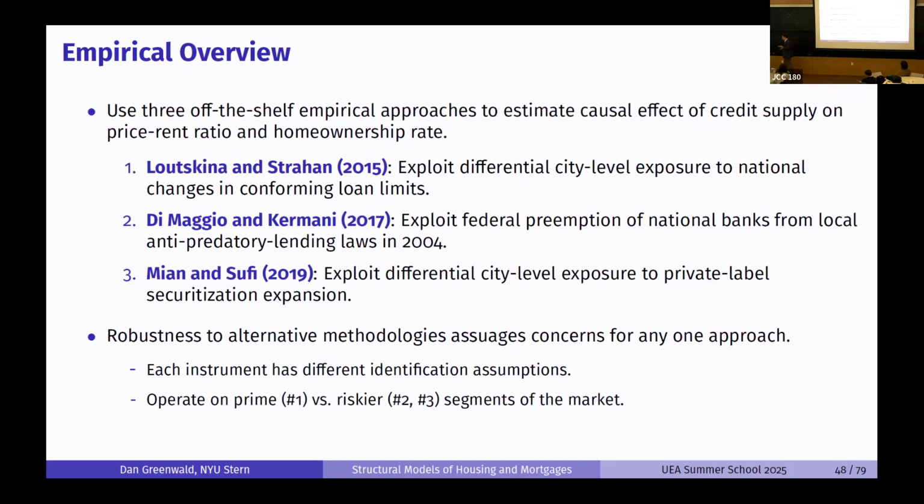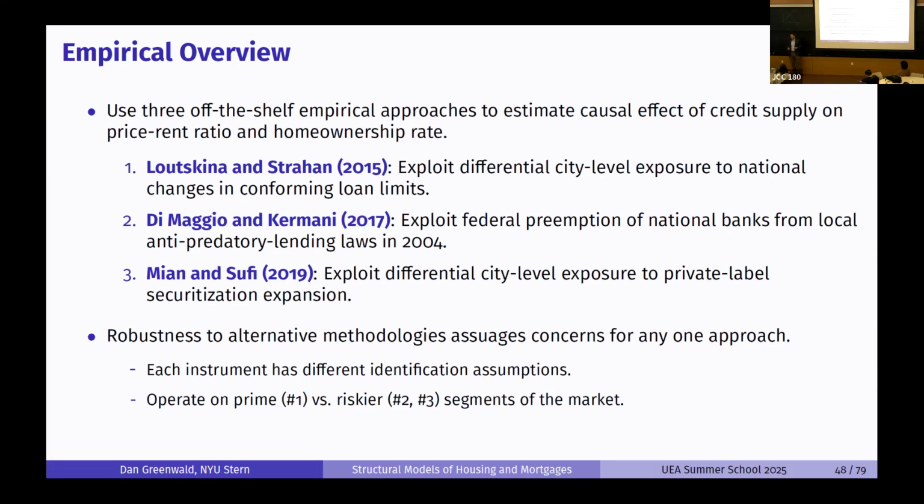So we're going to use three approaches to do this, because we were able to find a bunch of off-the-shelf credit shocks. It's kind of nice because they're very different identification schemes. They operate using very different variation. And so we're going to use all three of them. Each one has its own pros and cons, but when you put them together, I think it makes a more robust story.